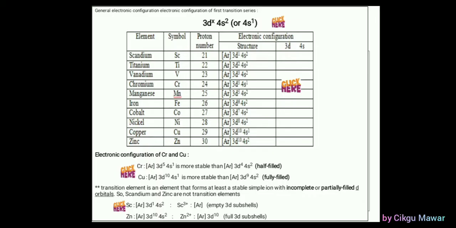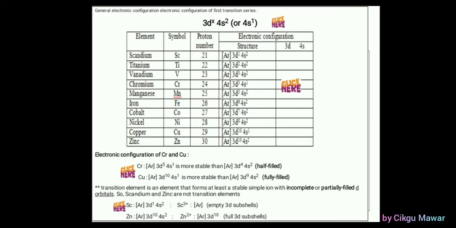Okay, let me see the definition of transition element. So what is a transition element? A transition element is an element that forms at least a stable simple ion with incomplete or partially filled d orbital. Refer to the electronic configuration here. We can see that scandium and zinc are not transition elements.